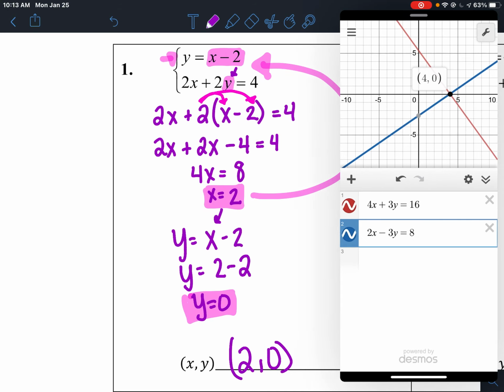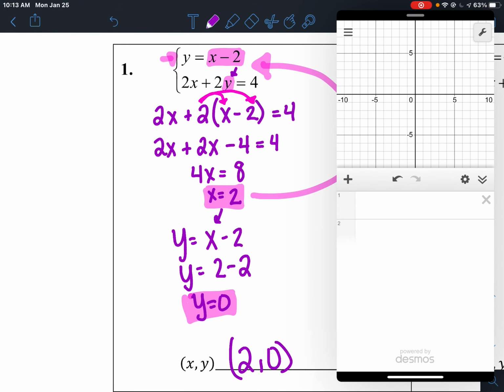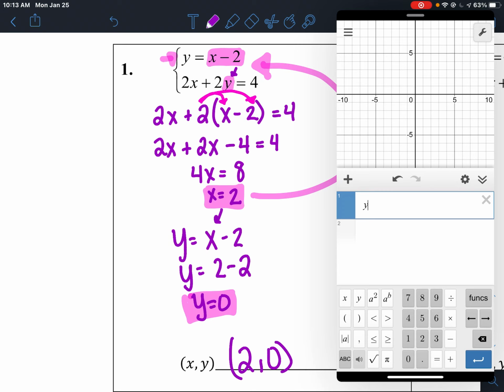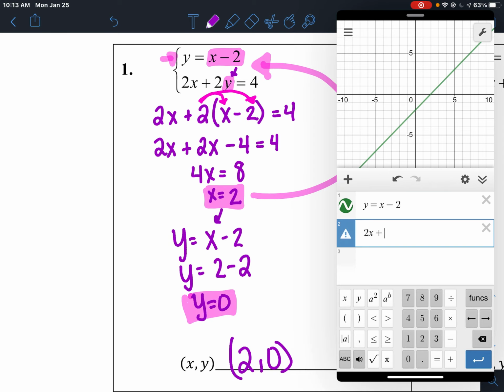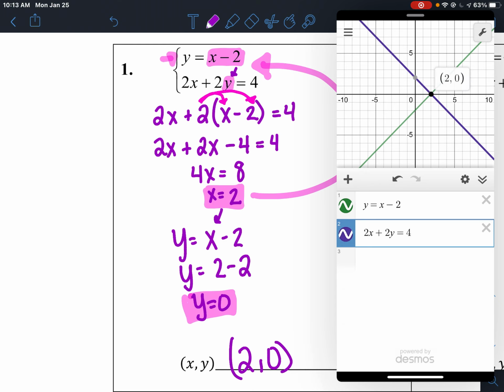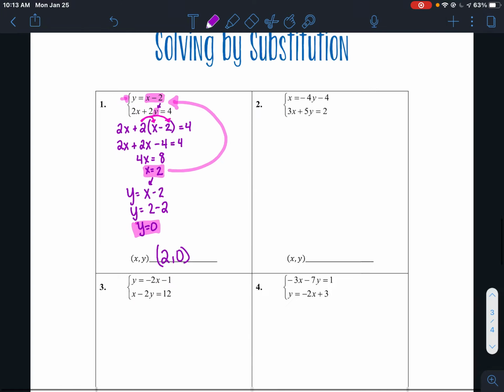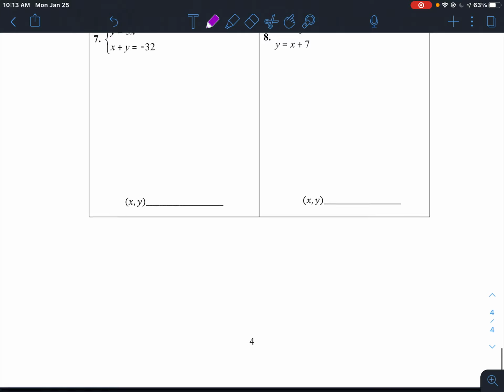If I wanted to verify that my answer was correct, I could type these equations right into Desmos. So let's do that real quick. y equals x minus 2 and 2x plus 2y equals 4. Their intersection point is 2, 0, which is exactly what we got for our solution. So go ahead and finish the rest on your own and let me know how they go.